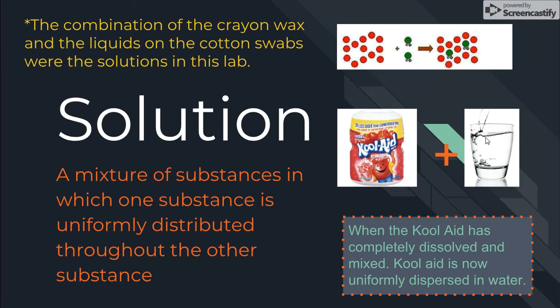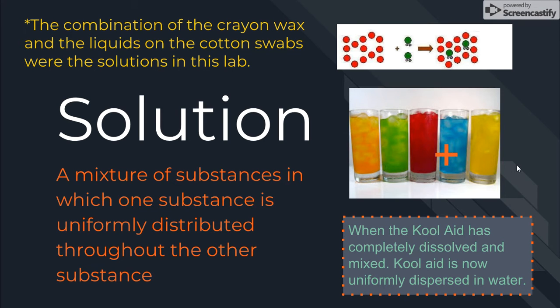And then the final piece of terminology you need to be familiar with is this term of a solution. And that's just a mixture of substances where one is distributed throughout another, or we dissolved one substance in another. So for Kool-Aid and water, Kool-Aid being our solute and water being our solvent, when we mix them together, they're evenly distributed and we have created a tasty glass of Kool-Aid.